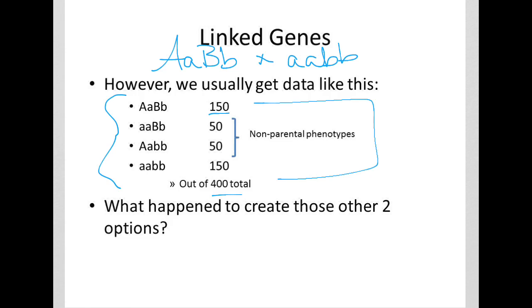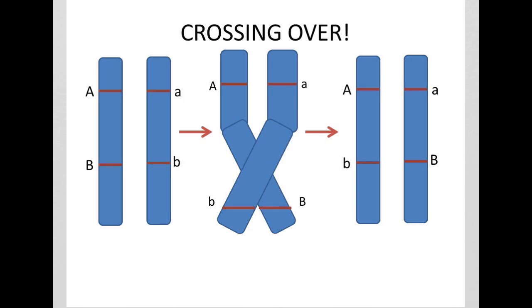We see these two large categories and these two small categories. The two large categories happen to be our parental phenotypes, and the two small categories happen to be what we call the non-parental phenotypes, the ones that don't look like the parents. What happened to create these options?